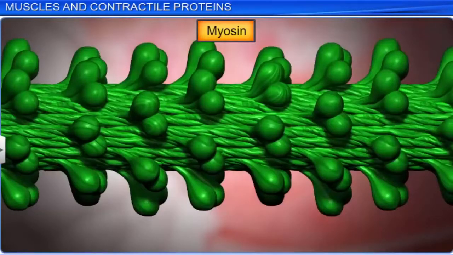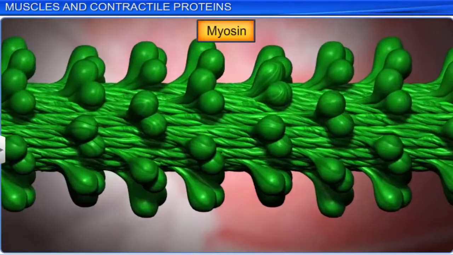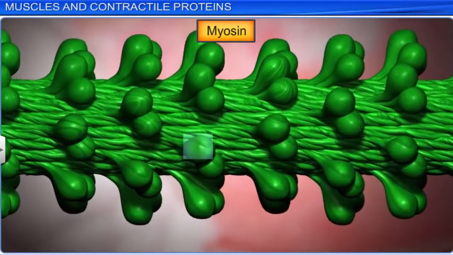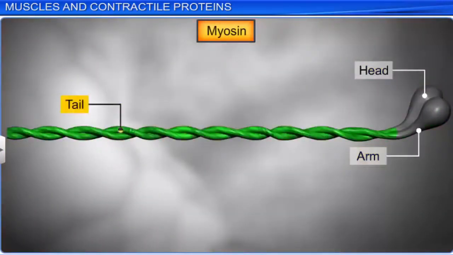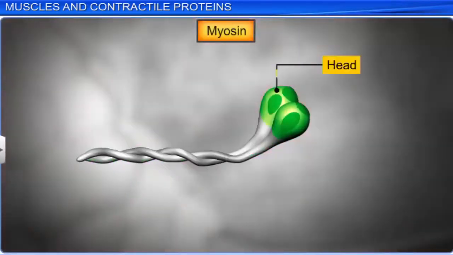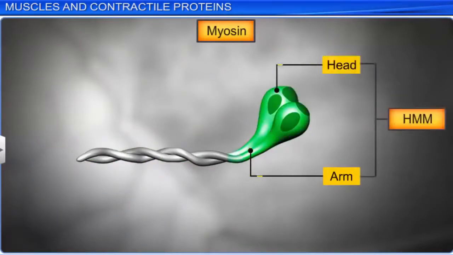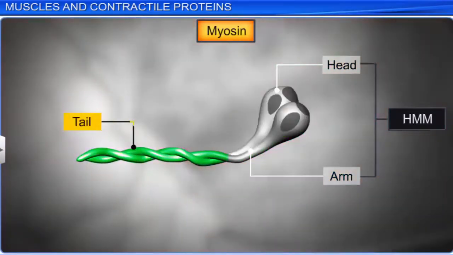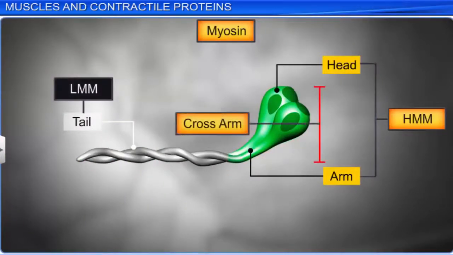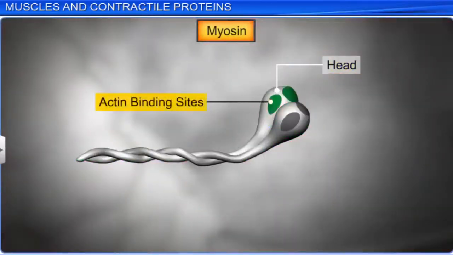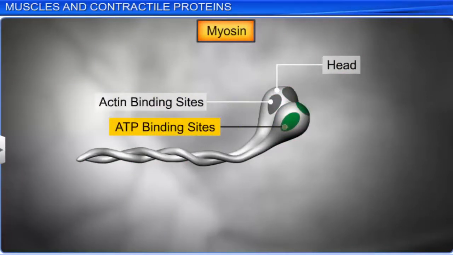Similarly, each myosin or thick filament is a polymerized protein. It is made up of many monomeric proteins called meromyosins. Each meromyosin consists of two important parts, a globular head with a short arm and a tail. However, the globular head and arm is heavier than the tail and is therefore called heavy meromyosin or HMM, while the tail is called light meromyosin or LMM. The HMM component projects at regular distances at an angle from the surface of the myosin filament and is called the crossarm. The head has binding sites for actin and ATP. Additionally, it has an active ATPase enzyme that breaks down the ATP into ADP plus inorganic phosphate, thereby releasing energy.